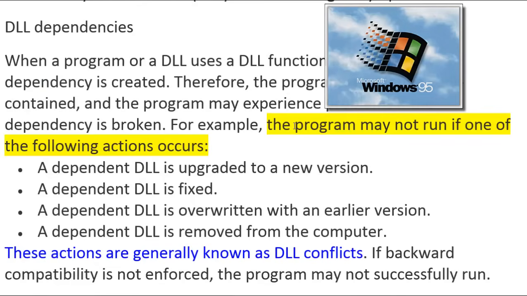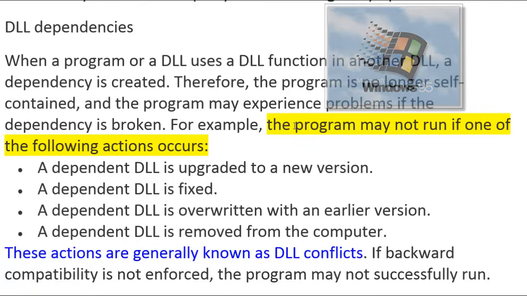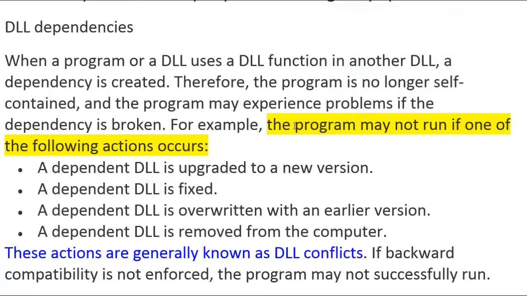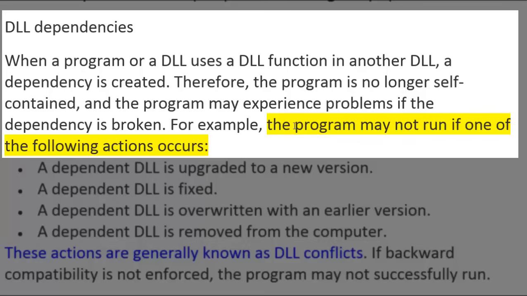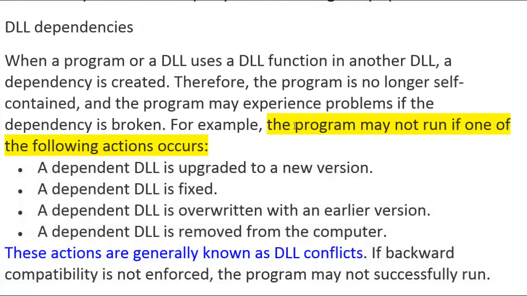In the early days of Microsoft's operating systems, as they were implementing this totally new concept of software development and operating systems, there were DLL dependencies. When a program or DLL uses a DLL function in another DLL, a dependency is created. In other words, they're linked together. One is dependent on the other. Therefore, the program is no longer self-contained, and the program may experience problems if that dependency is broken.